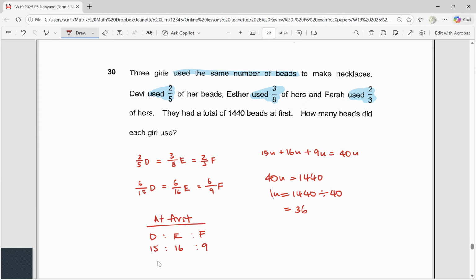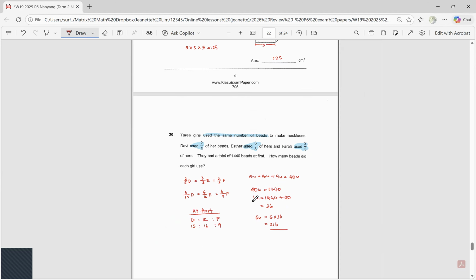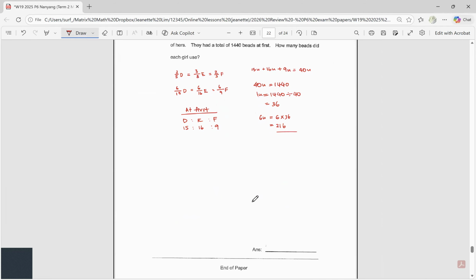How many beads did each girl use? Remember when we equate them together, we're talking about what they use. When we change the fraction, we change them all to 6 units. So everyone used the same amount, 6 units. So each girl used 6 units. 6 times 36 is 216. So that's the answer. Each girl used 216 beads.